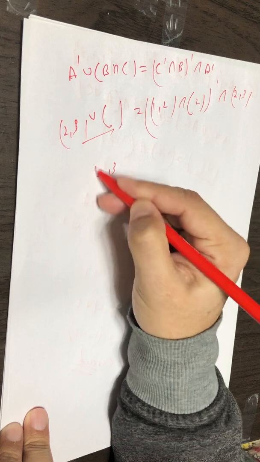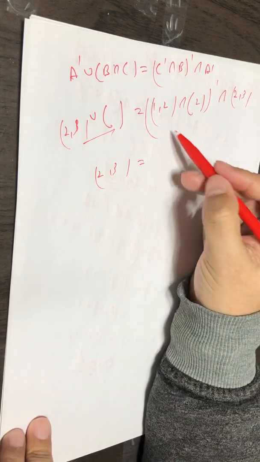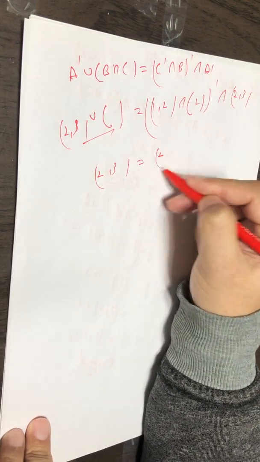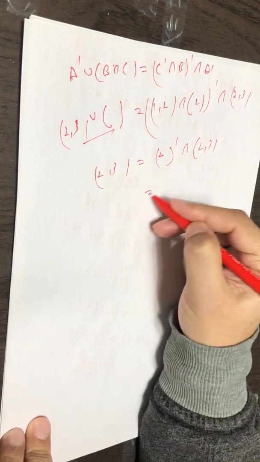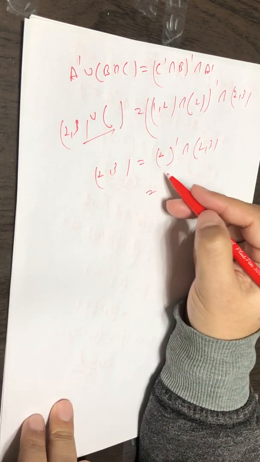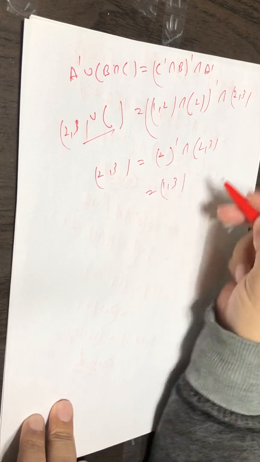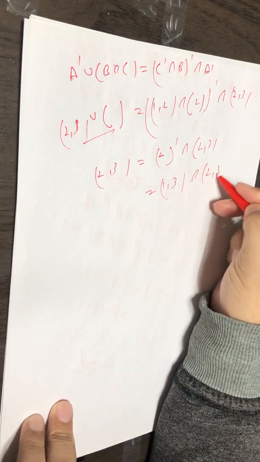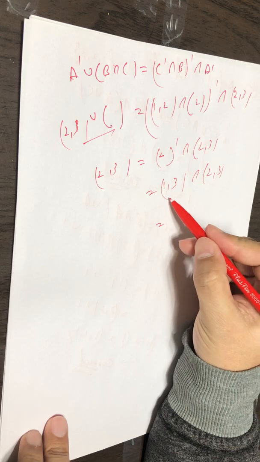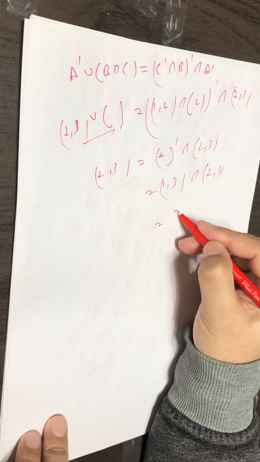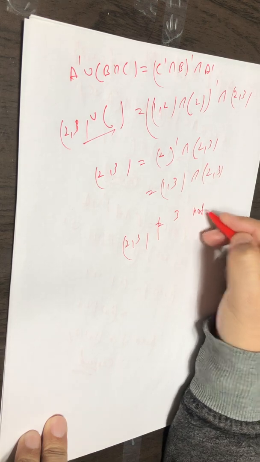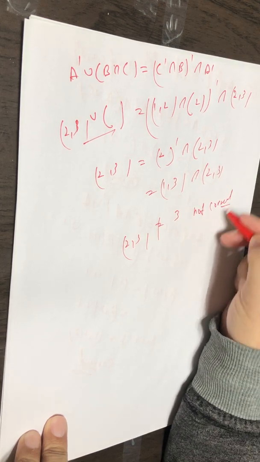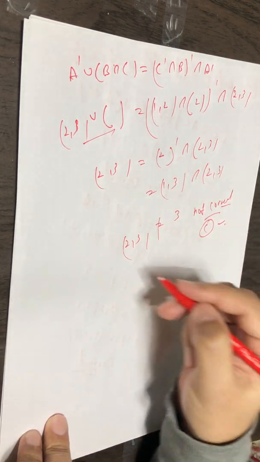So this will be {2, 3}, and we have intersection, so this will be equal to 2 prime intersection {2, 3}. So 2 prime is going to give us {1, 3} intersection {2, 3}, so the intersection will be equal to {3}, and this is {2, 3}. So it means this is not correct. So option C is the correct answer.